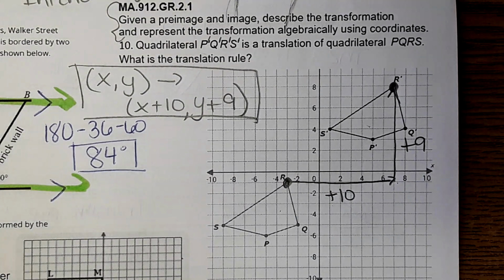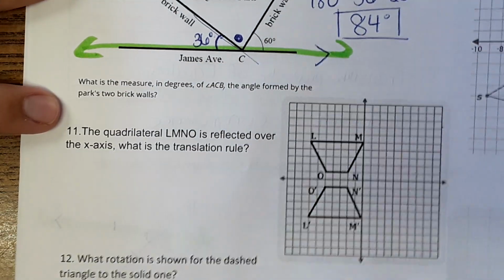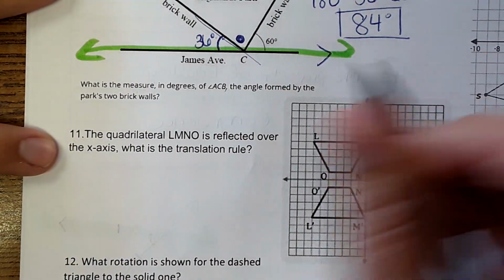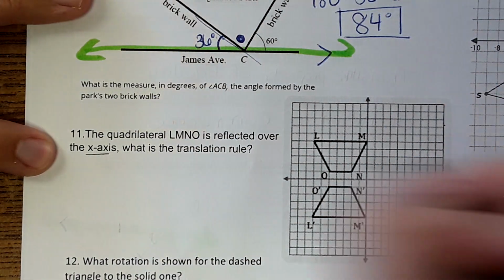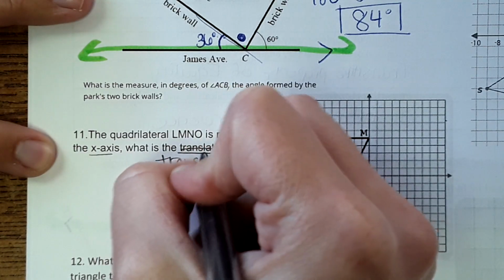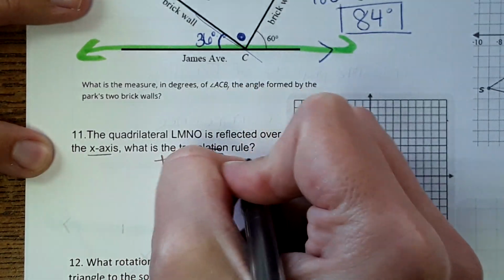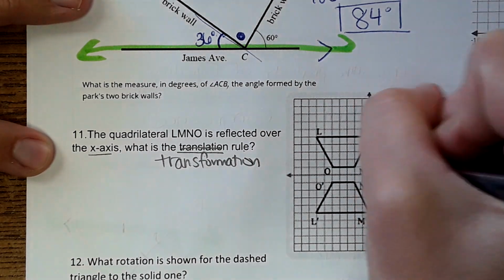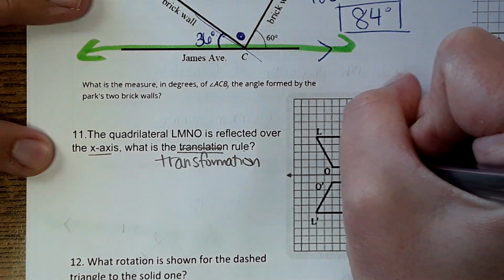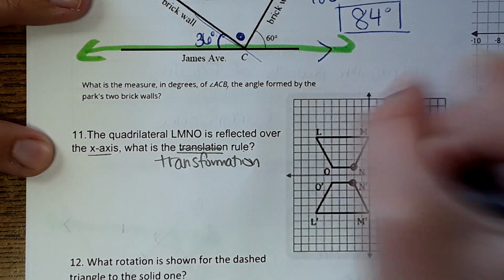Okay, next question. We're moving down to 11. It says the quadrilateral LMNO is reflected over the x-axis. What is the translation rule? I believe this is supposed to be transformation rule. Transformation. So they're looking at how the points change when it's reflected. So again, just choose one point. Like I'm going to choose N and N prime.